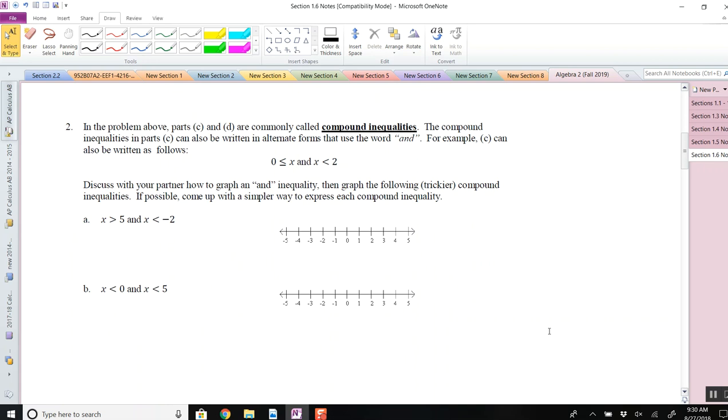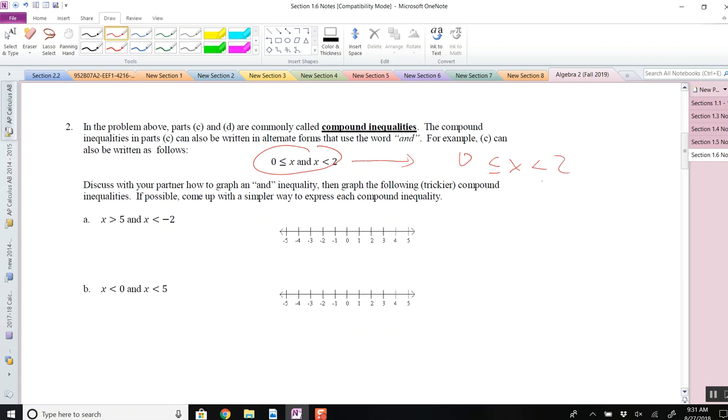Now for number 2. So compound inequalities, let's have a further discussion about that. Sometimes we can use the word and to combine 2 inequalities. So in this case, x is greater than or equal to 0 and less than 2. Now that's a little weird because, well, actually, no, it's not really weird because it's just what's on part C.